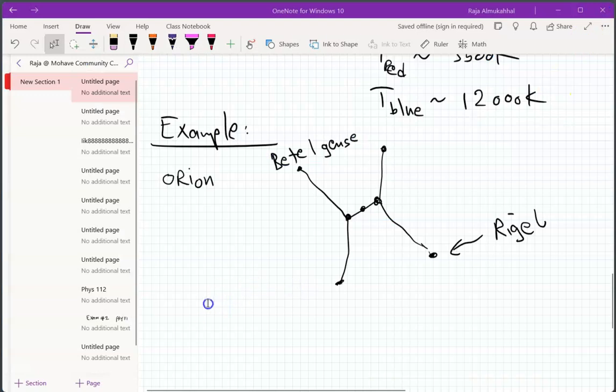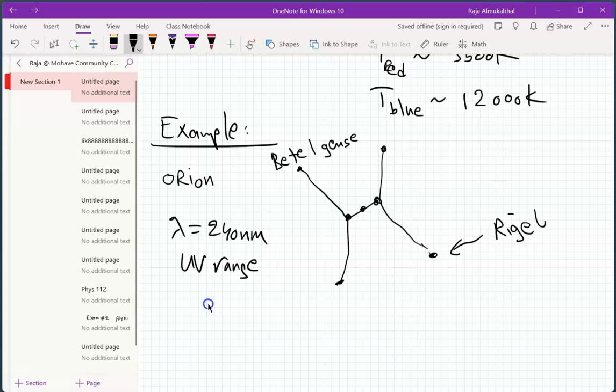So here is our Orion constellation, and now we are asking the question. We're talking about the constellation, the star Rigel. And when inspected, we find that its wavelength, the strongest wavelength in the star Rigel is 240 nanometer, and that's basically within the UV range, you know, ultraviolet range.